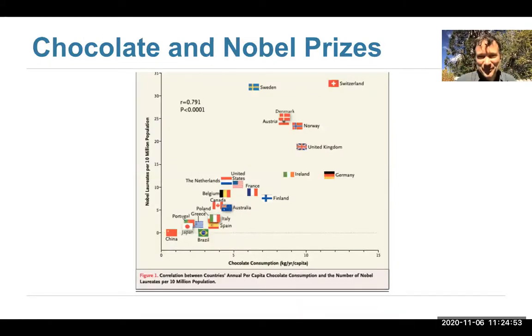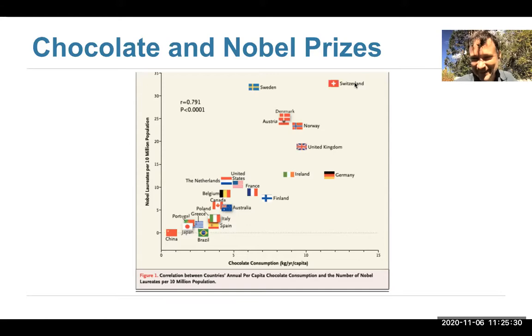Here's another one to be careful about. Here's a plot of chocolate consumption per person in each of a bunch of countries, and the number of Nobel laureates per 10 million people in that country. And what do you notice? I'll tell you what I notice. Where are there lots of Nobel laureates? Switzerland. Where is there a high consumption of chocolate? Switzerland. So does this mean that if I want to win a Nobel Prize, it's time for some candy bars?